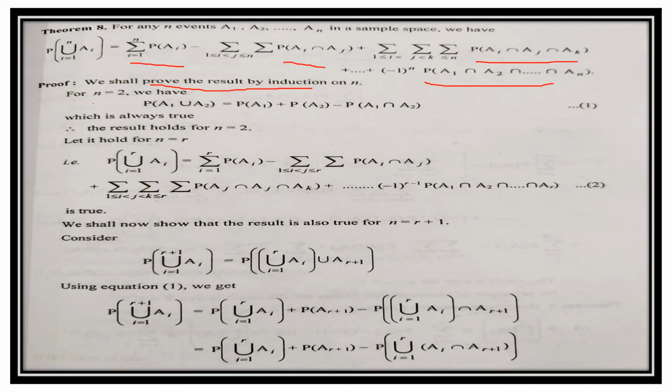First of all, we take n equal to 2. If n is equal to 2, there are only two events, so we can write the probability of A1 union A2 is equal to P(A1) plus P(A2) minus P(A1 intersection A2). This result we already know for two events, which I proved on the previous slide. Now in induction, first of all, we have taken n equal to 2. Now let us suppose the result is true for n equal to r. So put n equal to r in this statement, and we have this statement, which is assumed to be true.